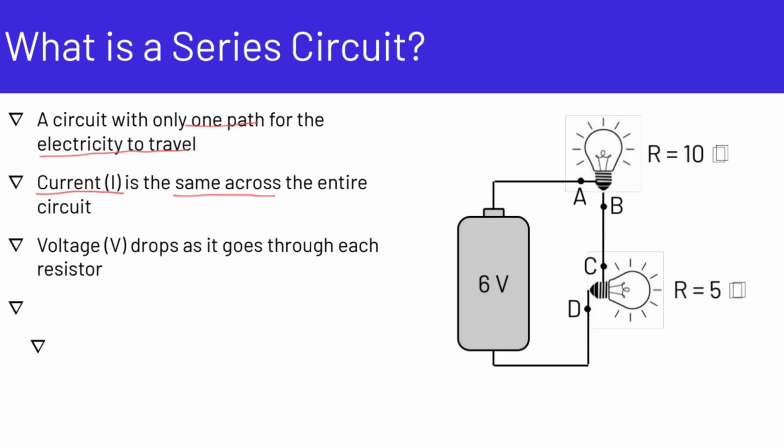The voltage, on the other hand, drops as it goes through each resistor. Any object on the circuit that resists the electricity flow, like a light bulb or a resistor, anything that uses up electricity as it goes, drops the voltage. We call that a voltage drop.